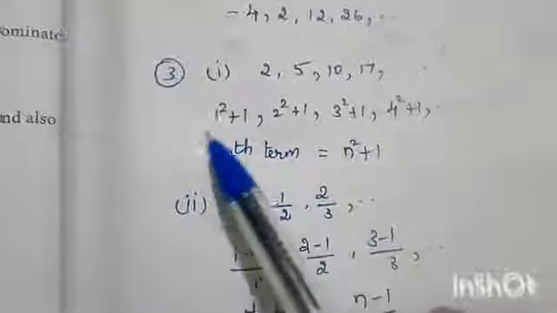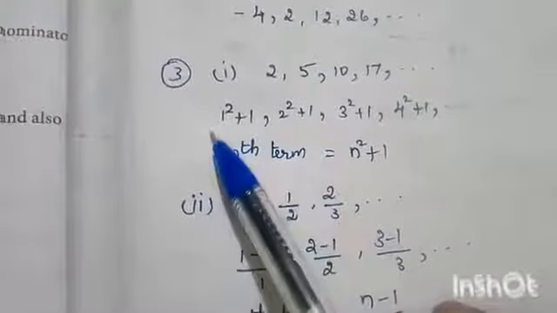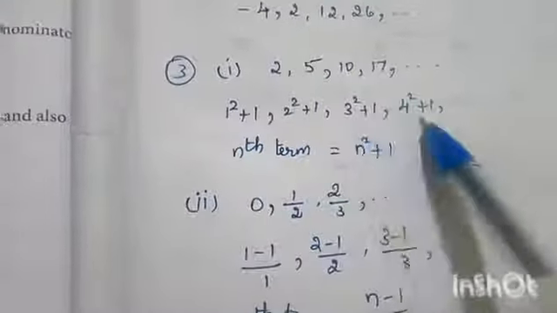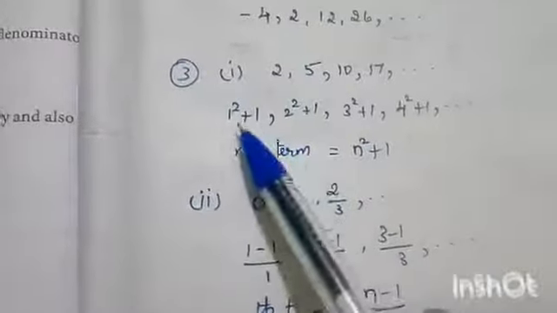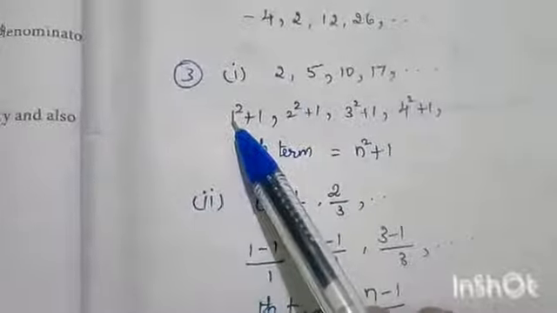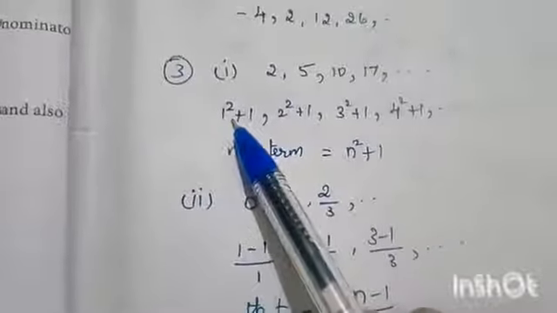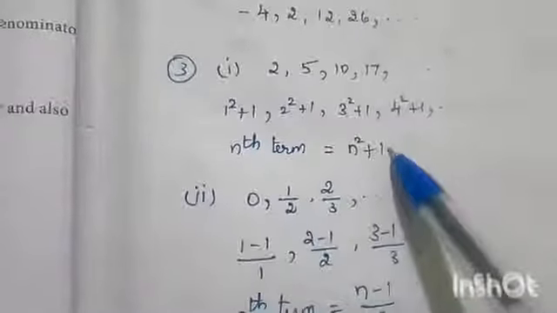So the nth term, for it is changing 1 square, 2 square, 3 square, 4 square, so n square plus 1. You can also use some other variable; n means variable, any other term is also possible to use. So that is n square plus 1.